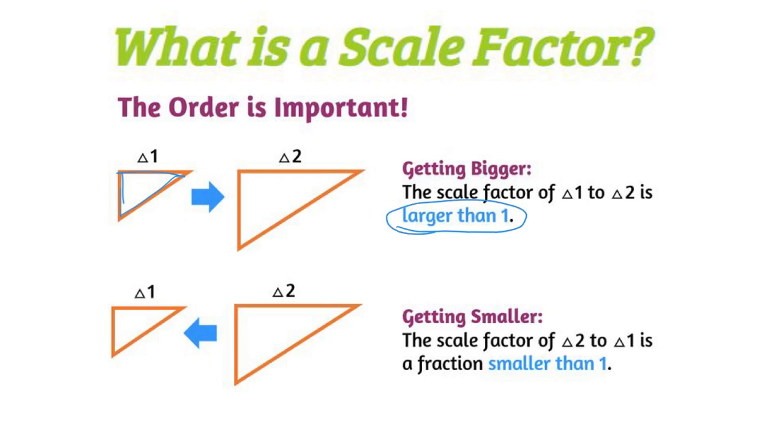But now if we're getting smaller, the second shape is smaller. In this case, it's saying we're going from triangle 2 to triangle 1. Normally in the picture, it would be flipped around, but in this case, it's not. But since we're going smaller, our scale factor is going to be smaller than 1. And we normally leave it as a fraction, so do not change these to decimals, okay?